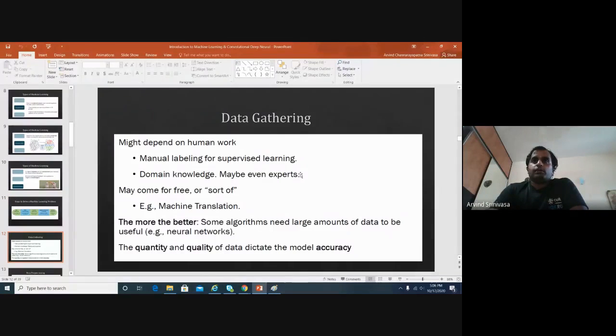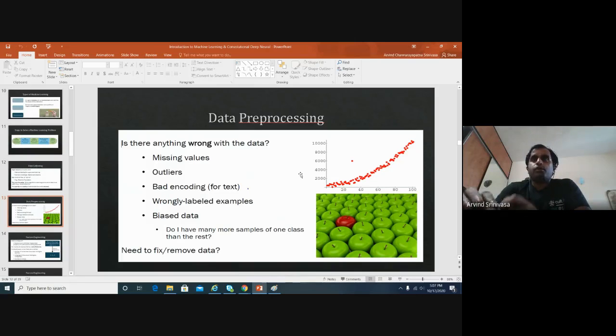I have told you about data gathering, which might depend on human work, where manually we need to label for supervised learning, and domain knowledge may be needed from an expert. Why is domain knowledge needed? For example, if you're looking at an MRI, CT, or satellite image, someone needs to tell us this is where the tumor is, or this is fat, or this is a liver, this is a kidney, or this is COVID, this is non-COVID. So domain experts are needed. And the more data the better, so quality and quantity of the data are most important to get more accuracy.